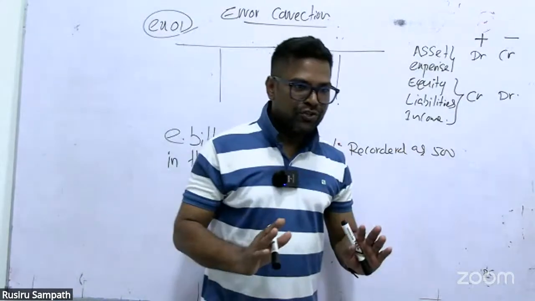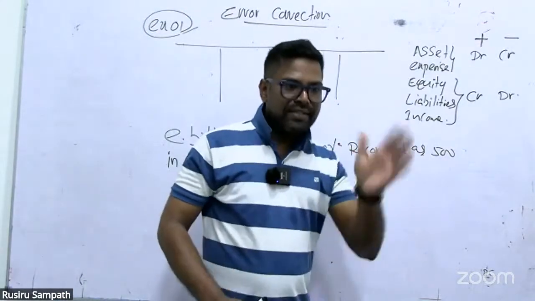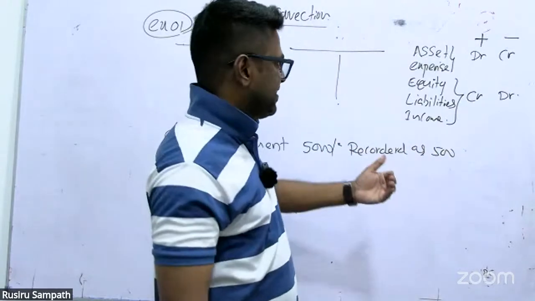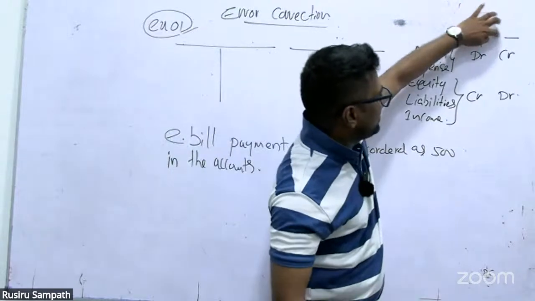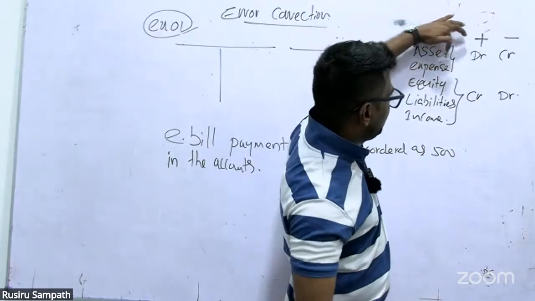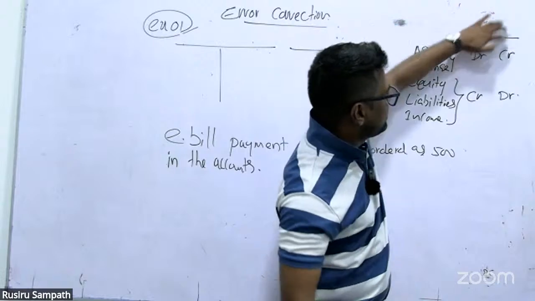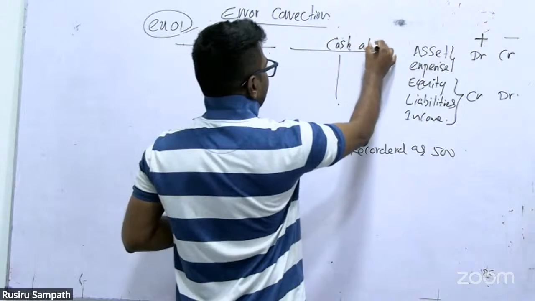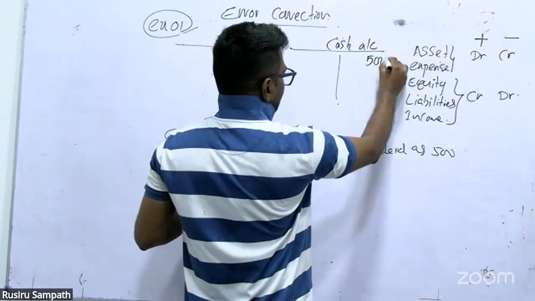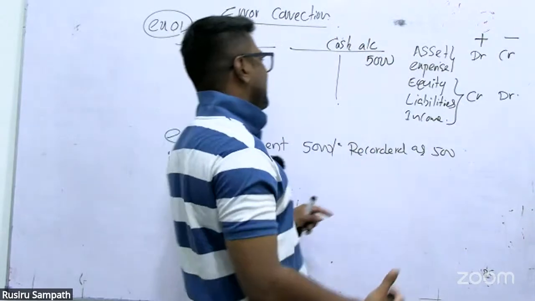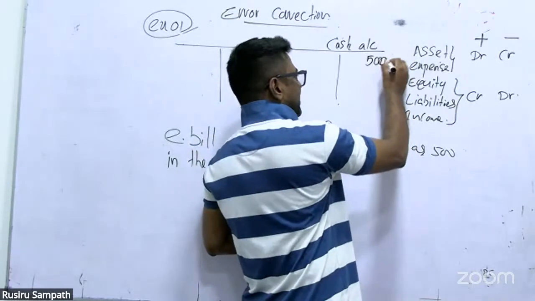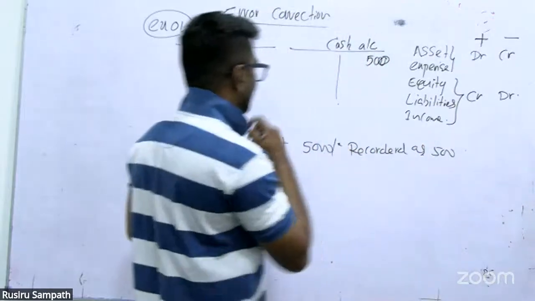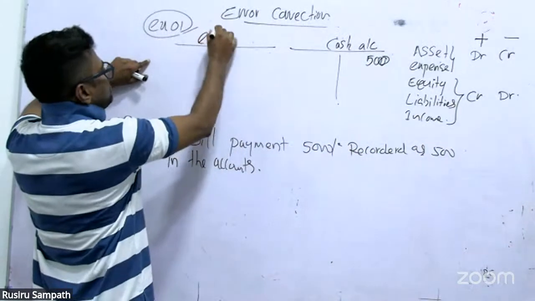Cash payments, you know how to record it? Cash outflow in the business means cash asset decrease. Asset decrease is credited in cash account. Cash account credit. Corrected amount 5,000 but erroneously recorded in 500.